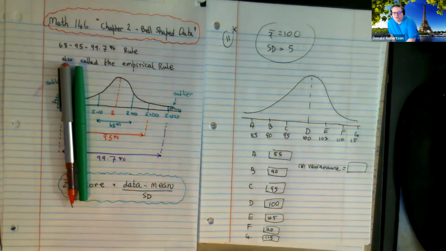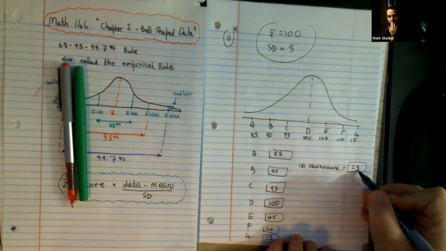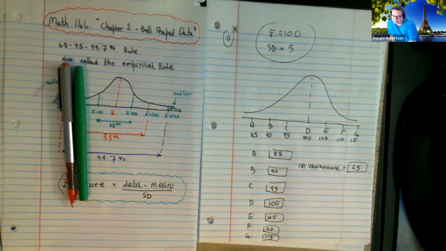And they finish with, in part B, what's the variance of this data? I told you once before how to calculate variance. What's the variance here? 25. That guy squared. Pretty straightforward question once you figure out what they're asking.